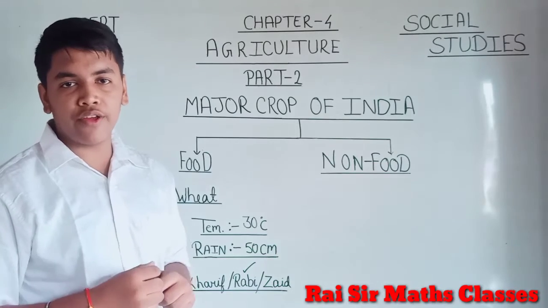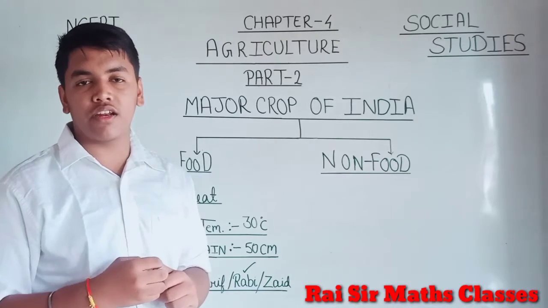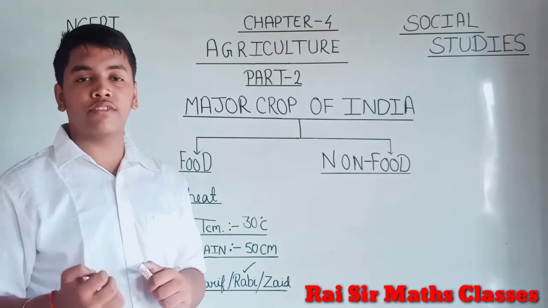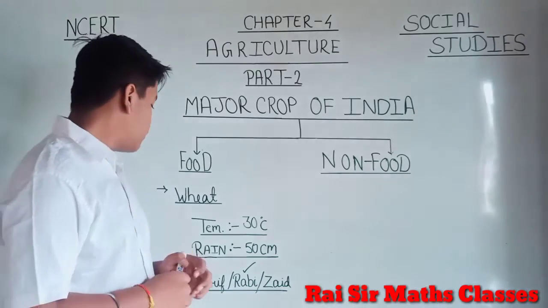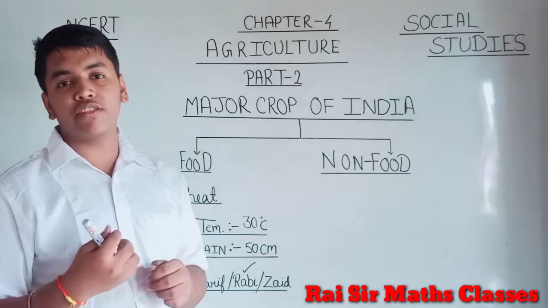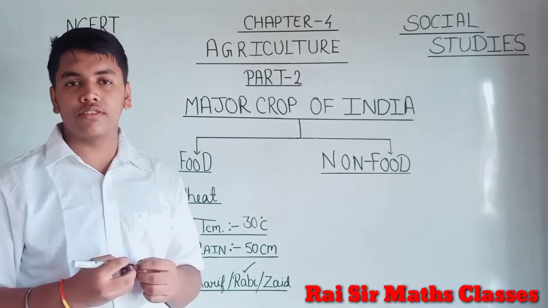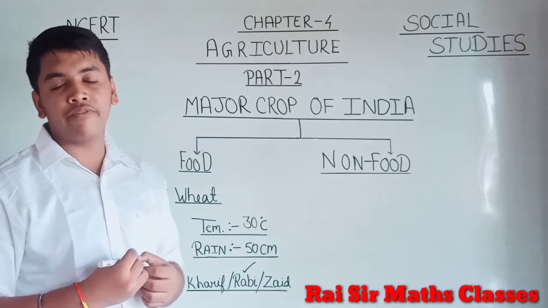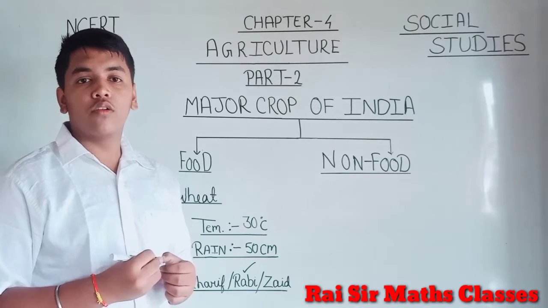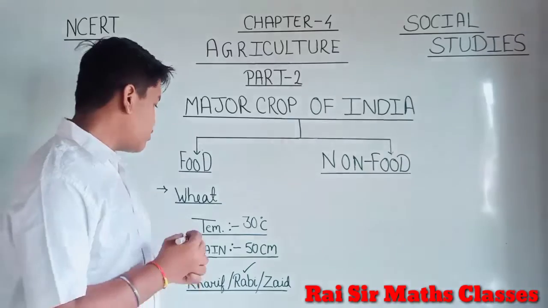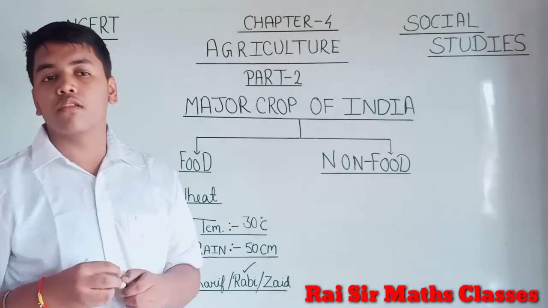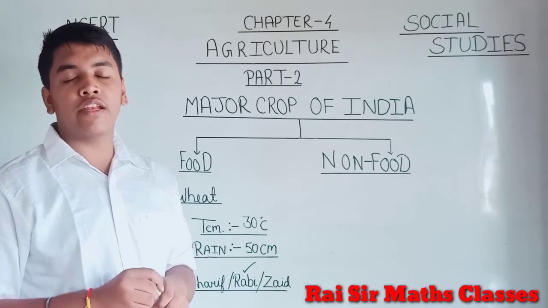So wheat is a rabi crop, meaning it requires less water than the kharif, or we can say it requires less water than the rice crop. The temperature it requires is more than 30 degrees Celsius. Rain: minimum 50 centimeter, or we can say 50 to 75, or less than 100. So this is all about the wheat, and the next one, let us see what it is.